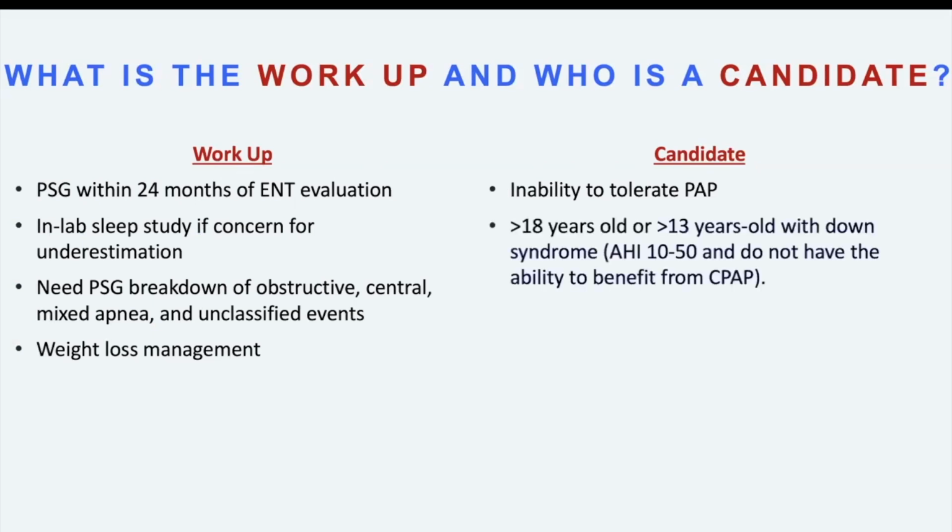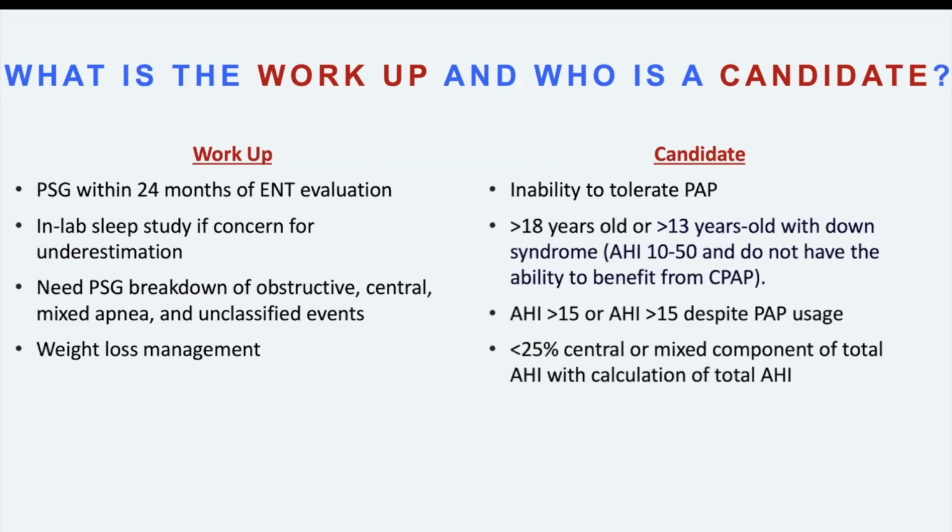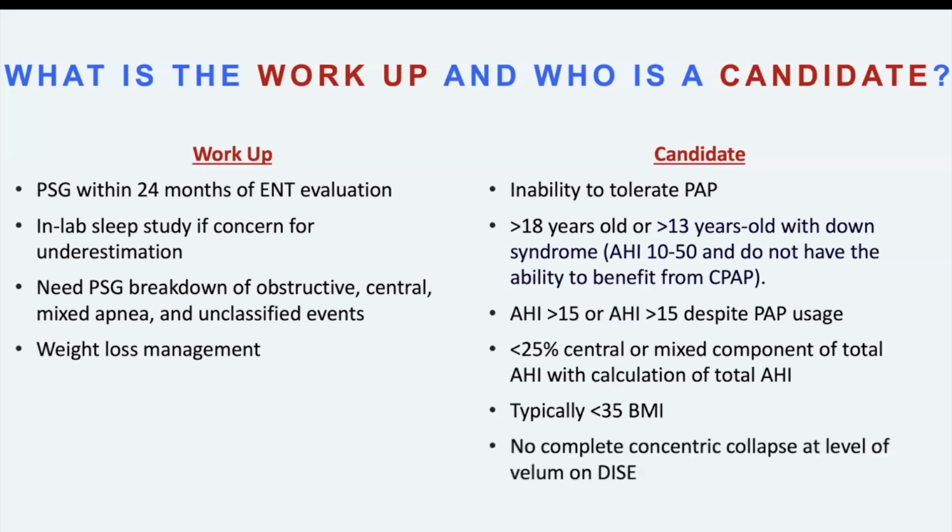Other criteria include older than 18 years of age, or older than 13 years of age in a patient with Down syndrome, but with AHI greater than 10 but lower than 15 do not have the ability to benefit from CPAP. For adults, greater than 15 AHI, or greater than 15 AHI despite PAP usage, less than 25% central or mixed component of total AHI with a calculation of the total AHI, and typically less than 35 BMI depending on insurance. And no complete concentric collapse at the level of the velum on a DISE evaluation.